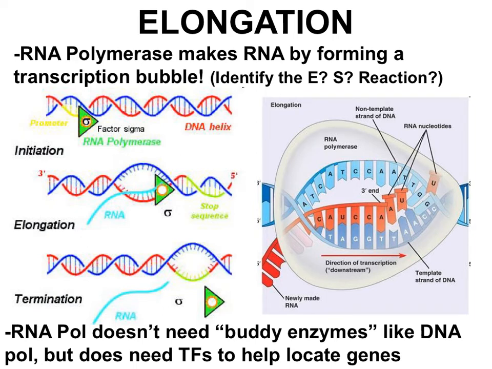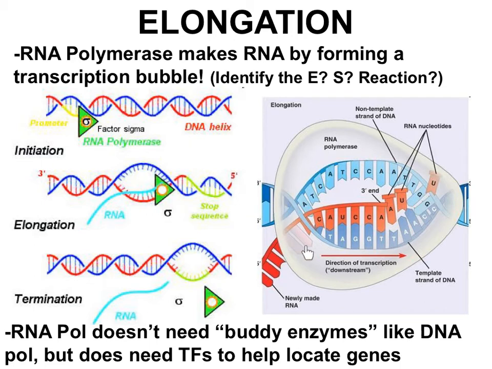RNA polymerase can unwind and unzip the DNA on its own. Although RNA polymerase needs transcription factors to tell it where to start, it doesn't need primers to get the process started. You can see a transcription bubble here. That's the spot where RNA polymerase is working.